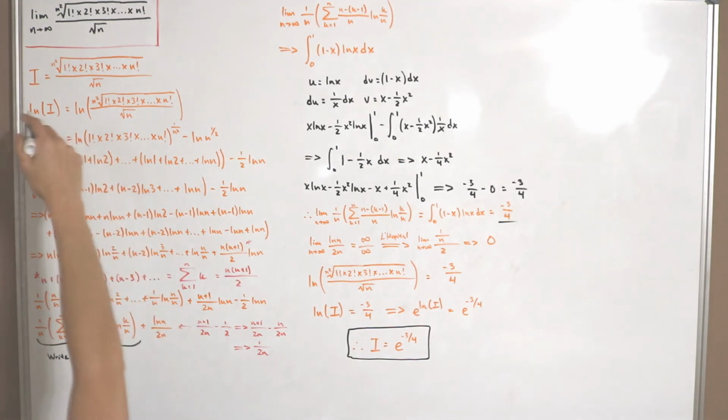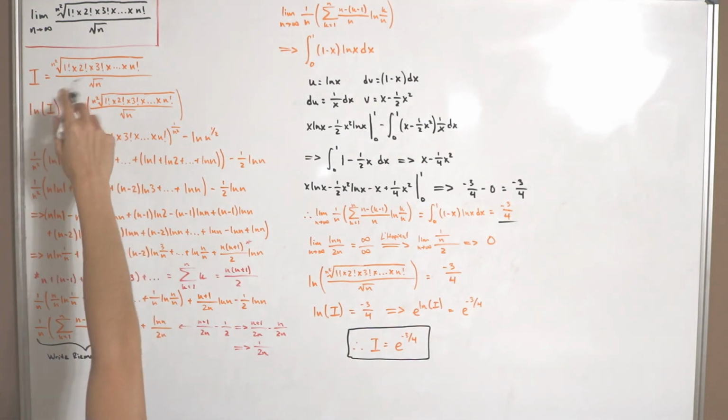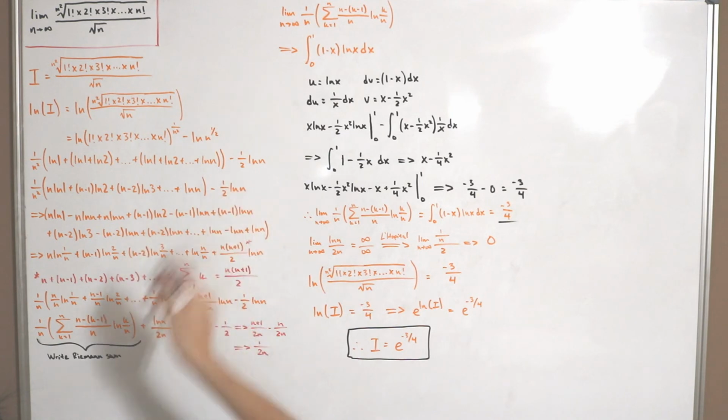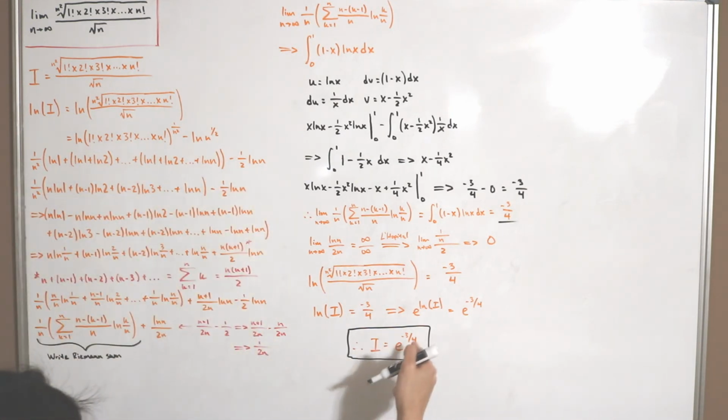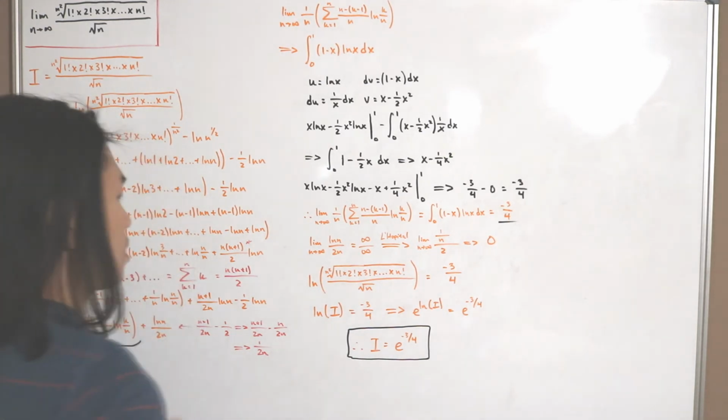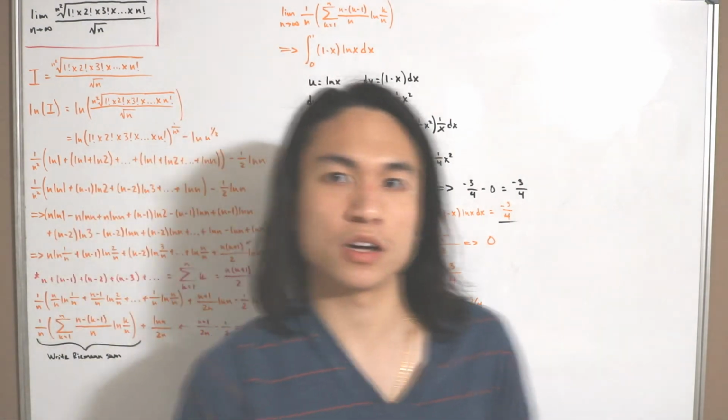Now I know I said I is equal to this whole function over here in terms of n, but then we take the limit, so it comes down to that. When we take the limit, we get that this is equal to e to the power negative 3 over 4. All right, hope that clarifies things. It's pretty cool if you ask me.